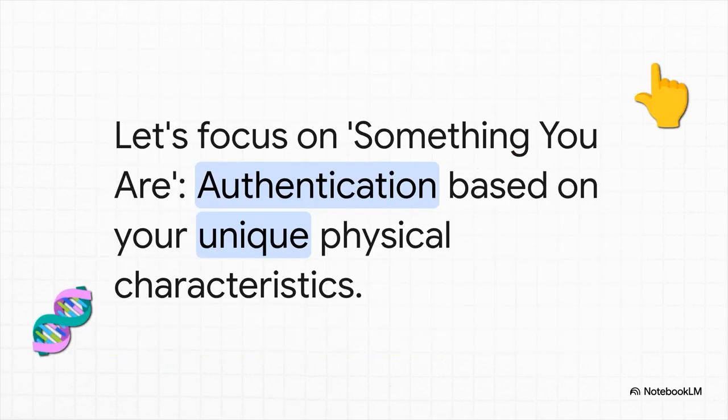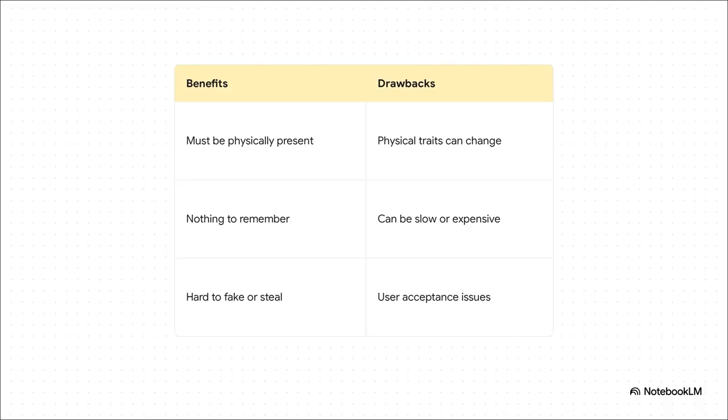So let's dive a little deeper into that third one, the something you are category. Yeah, I'm talking about biometrics. It's everywhere now, right? You unlock your phone with your face, you pay for coffee with your thumbprint. It's completely taken over. But here's the thing with biometrics. There's a big trade-off. The good stuff is pretty obvious, right? You literally have to be there. There's no password to forget, and it's super hard to steal someone's face. But the downsides are pretty serious too. Your physical traits can change over time, the tech can be slow or super expensive, and then there's the big one, privacy. Who owns your fingerprint data? Kinda scary when you think about it.